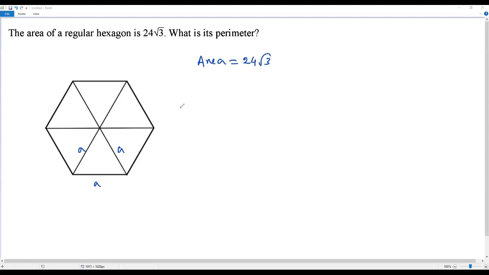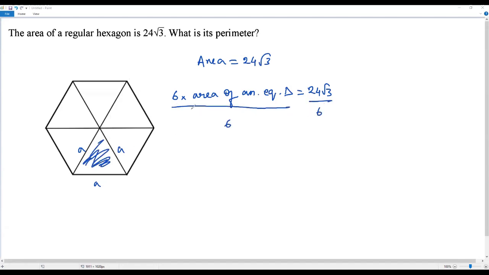So instead of writing area, we can write 6 times the area of an equilateral triangle. Let me write it over here. Area of an equilateral triangle is equal to 24 times square root of 3. The area of a regular hexagon is always equal to 6 times the area of an equilateral triangle. Now, to get the area of one equilateral triangle, I have to divide both sides by 6. When I divide both sides by 6, the 6 will cancel out. Then I'm getting the area of one equilateral triangle.